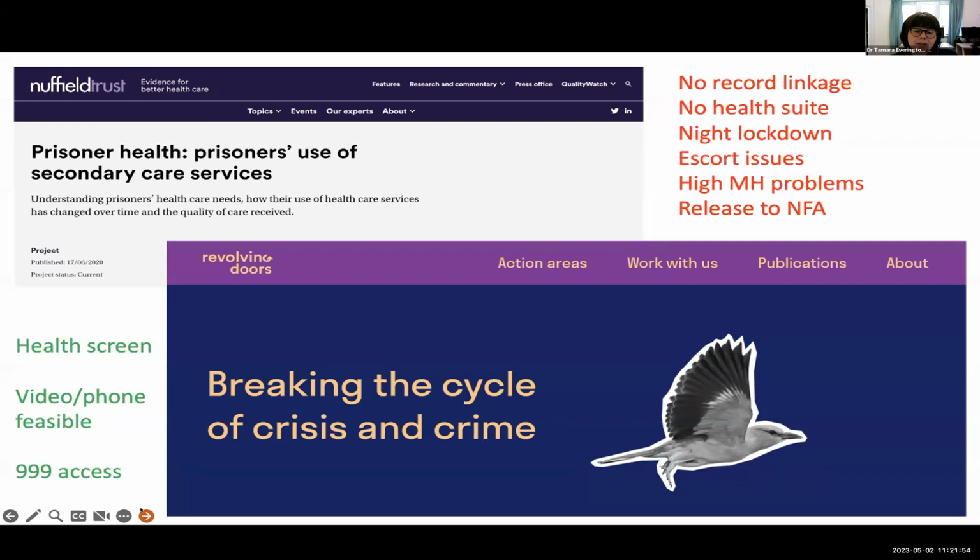There's a charity enterprise called Revolving Doors, which describes the fact that these people come in and out of prison, and that their ability to access secondary and primary care is dramatically reduced. And so I just wanted you to think about that one as well. Next slide, please.